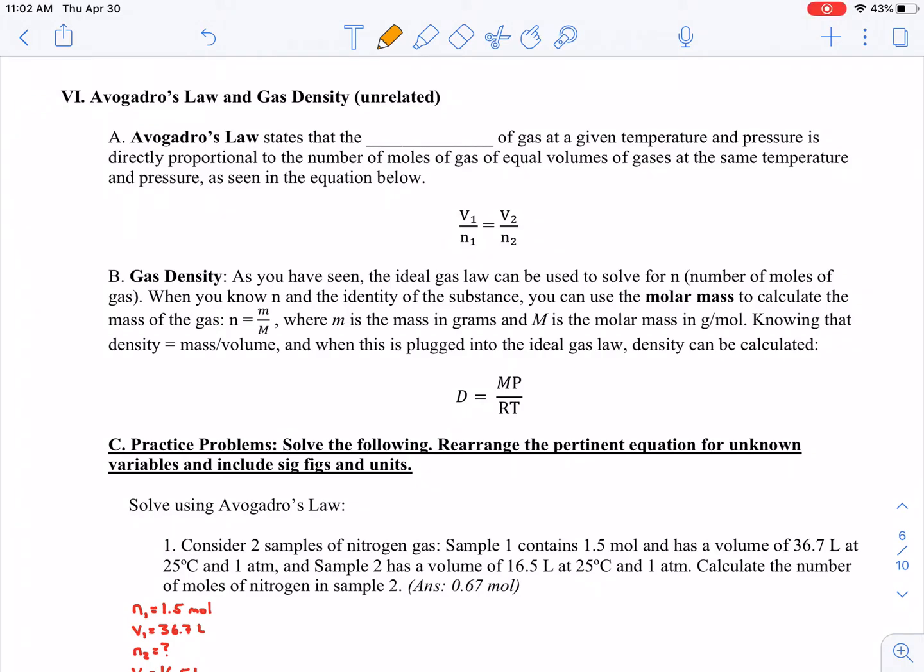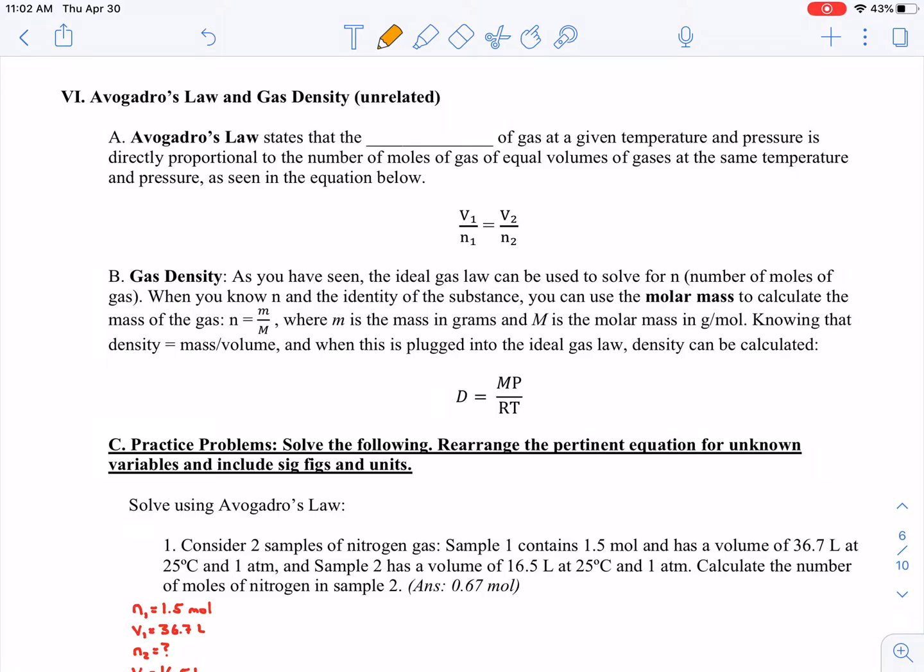Hi everyone. One of the laws that we derived earlier, but haven't had a chance to practice with yet, is Avogadro's law. And so Avogadro's law allows us to relate the volume of any gas at a standard temperature and pressure, or a constant temperature and pressure, to the number of moles of that gas. So we're going to get some practice with Avogadro's law, and we're also going to apply some gas density here.